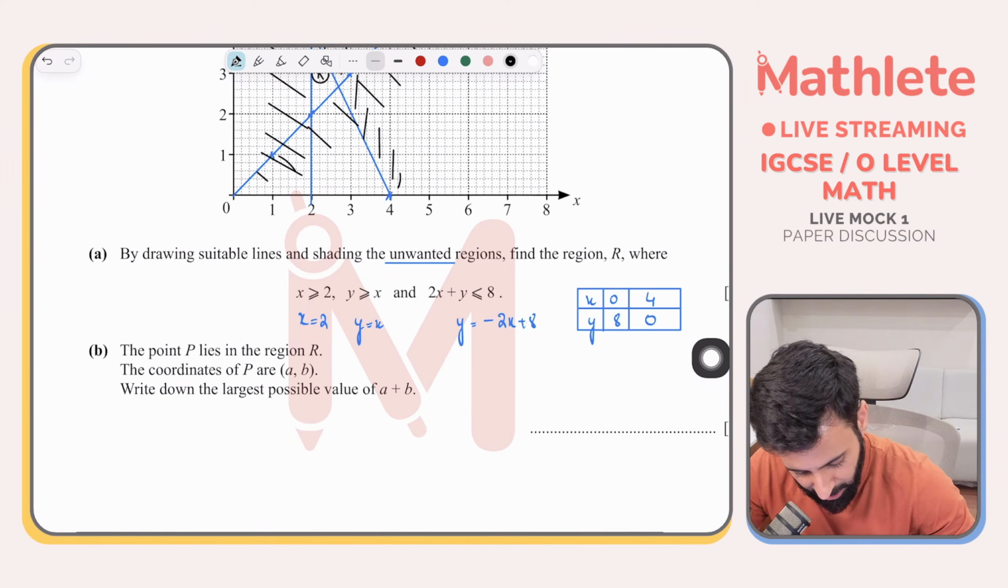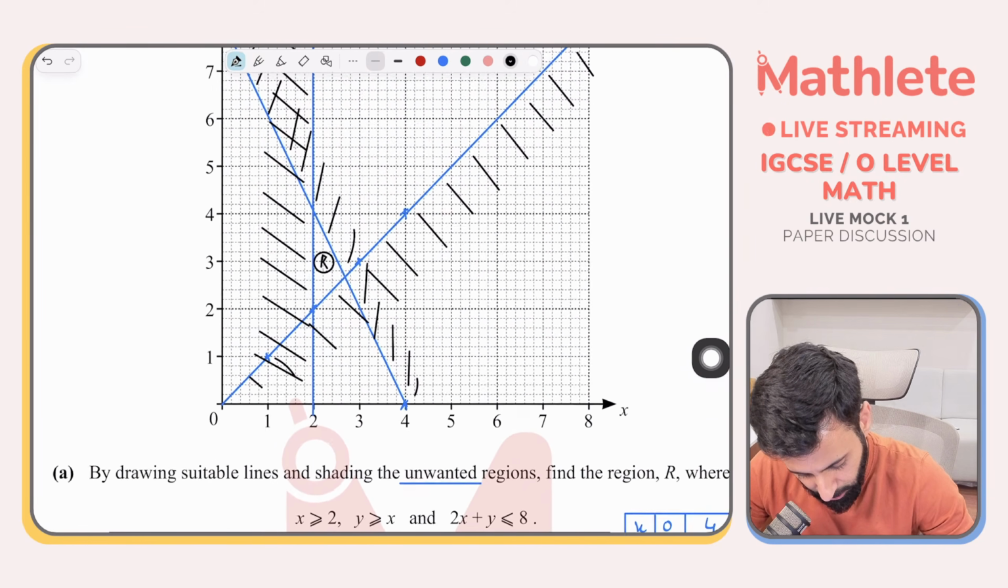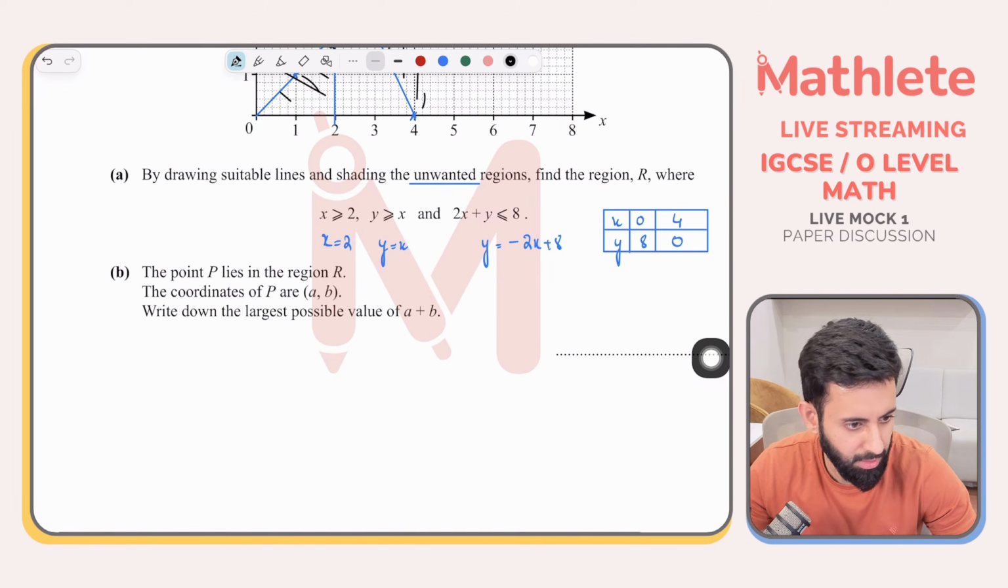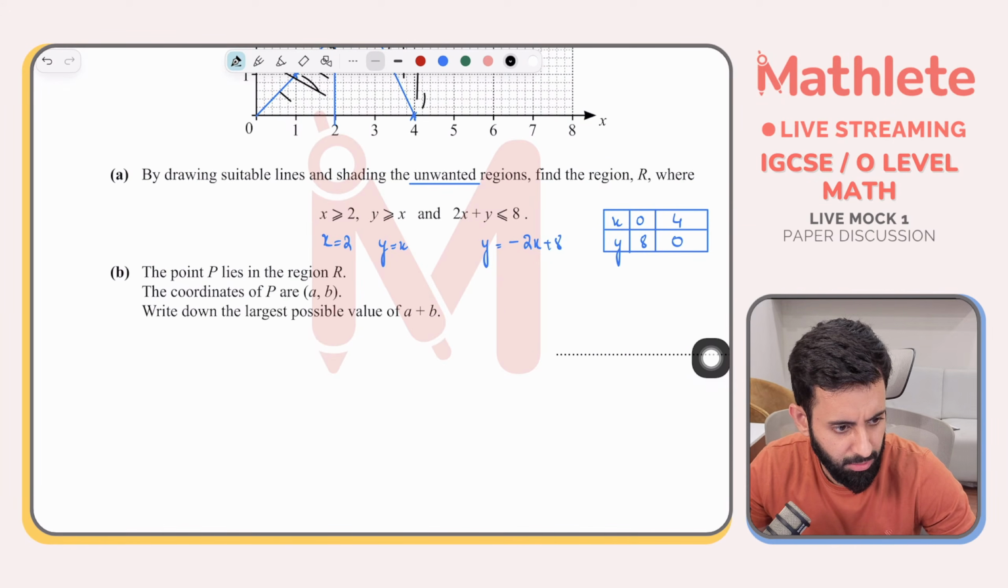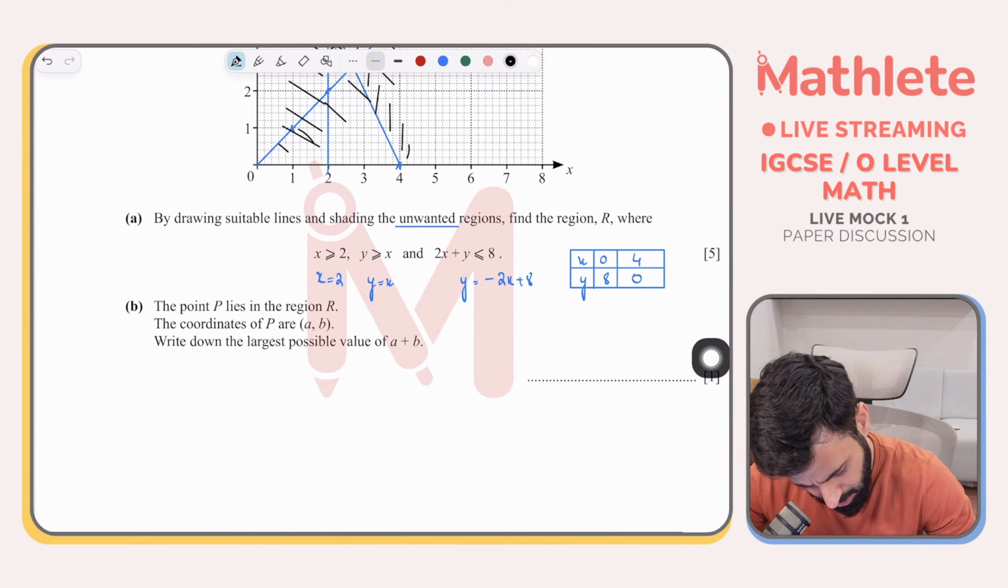Now, the point P lies in the region R. The coordinates of P are a comma b. Write down the largest possible value of a plus b. Okay, so let's pick a point where we can and also understand the coordinates of a comma b. So that means I think we can take decimal values. The question does not restrict us.